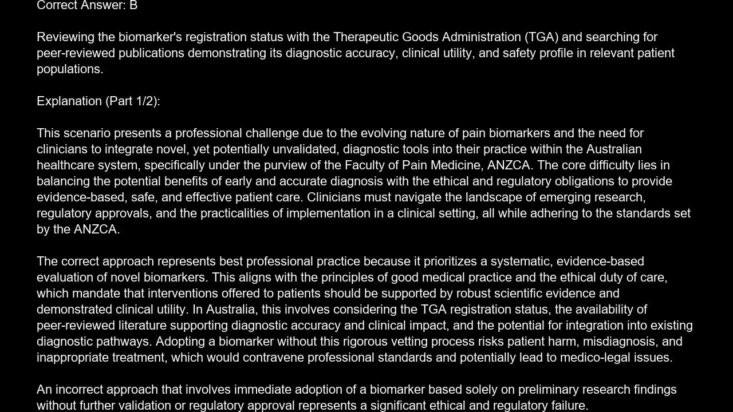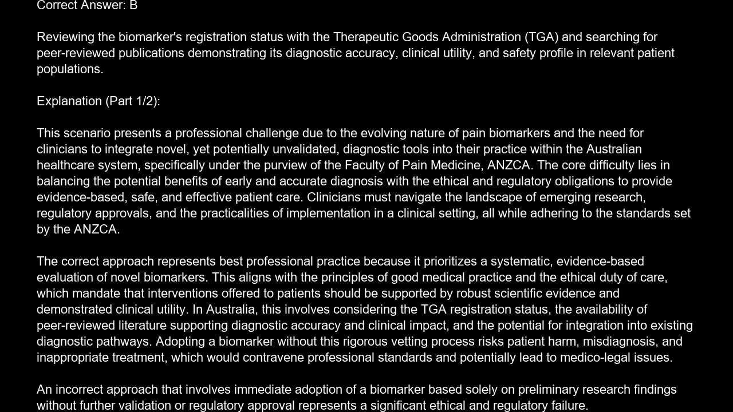The core difficulty lies in balancing the potential benefits of early and accurate diagnosis with the ethical and regulatory obligations to provide evidence-based, safe, and effective patient care. Clinicians must navigate the landscape of emerging research, regulatory approvals, and the practicalities of implementation in a clinical setting, all while adhering to the standards set by the ANZCA.